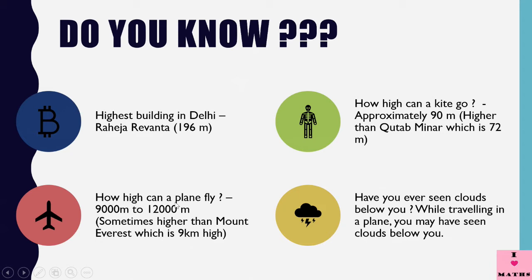How high can a plane fly? A plane can fly at a height of 9,000 meters, or even sometimes 12,000 meters. And sometimes it is higher than Mount Everest, which is 9 kilometers high. Now 1 kilometer is 1000 meter. So 9 kilometer is 9,000 meter. So children, a plane flies higher than Mount Everest.